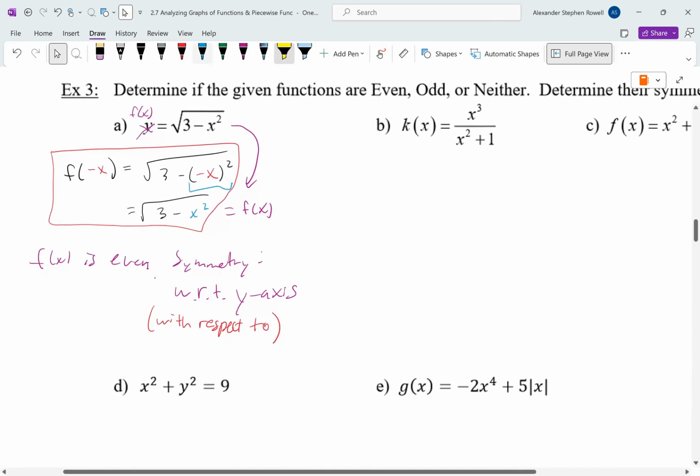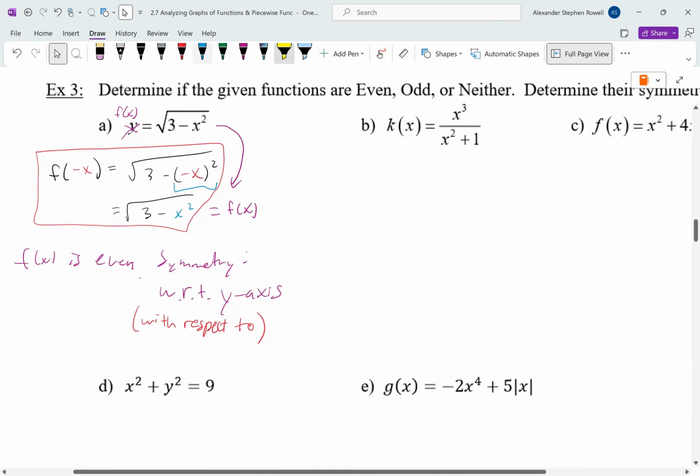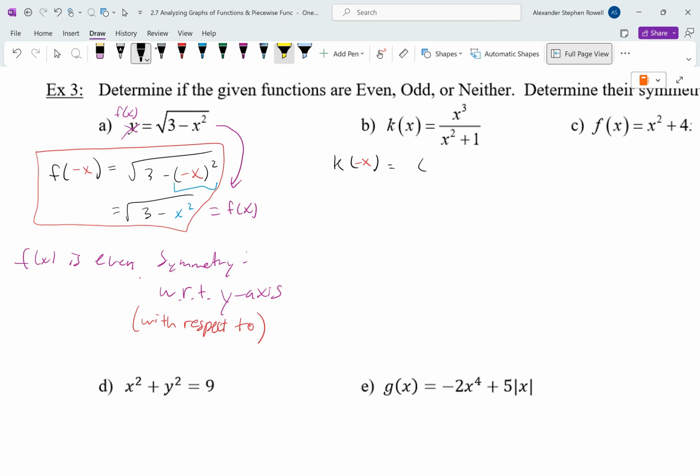Okay. For the next one, we do the same thing to test if it's even or odd. We plug in negative x, and we want to see, do I get the original function back or the negative of the original function? I plug that in, and we simplify. Negative x cubed over negative x in parentheses squared plus 1. Please use parentheses when you plug in negative x. If you don't, it will come out wrong usually.